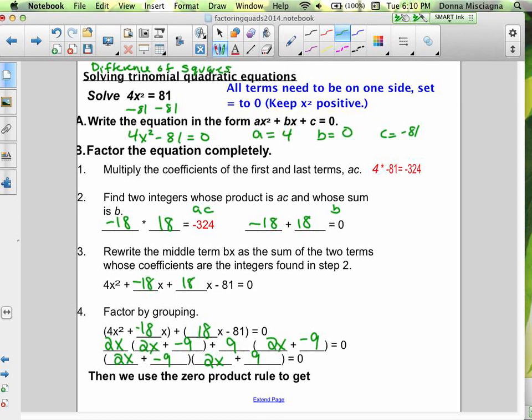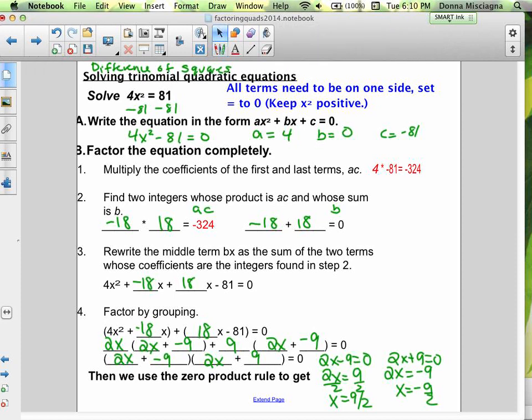All right, so we just set these equal to 0 now and solve. So we have 2x minus 9 equal to 0, and 2x plus 9 equal to 0. So we add 9 to both sides. 2x is equal to 9, and then divide by 2. X is 9 halves. And on the second one, we subtract 9, so we have 2x equals negative 9. And then we divide by 2. X is negative 9 halves. So there are our two solutions.